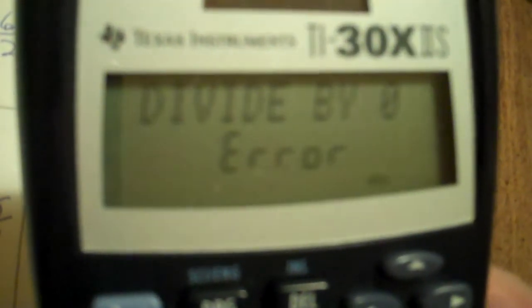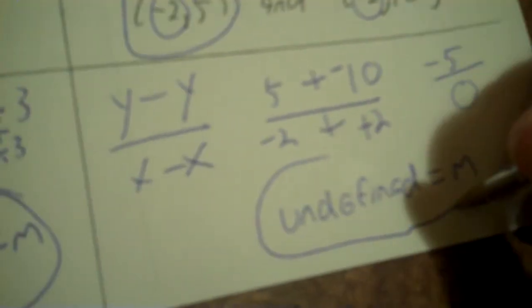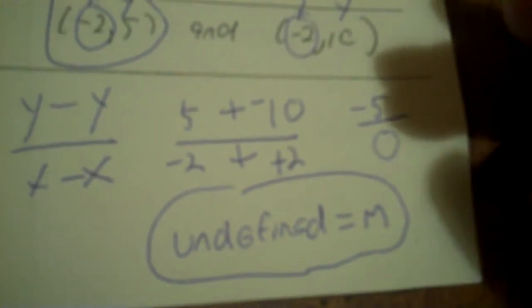When you get a 0, you're going to go to your calculator. You're going to take negative 5 divided by 0. And you get this message, it says error. When you get that error message, undefined is how you answer that problem. Undefined equals m. So you actually divide the top by the bottom if you get a 0. That means the line looks like this on a graph.